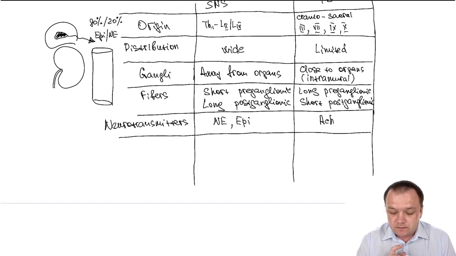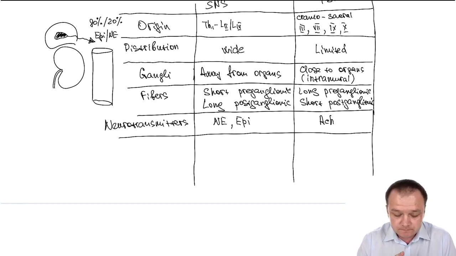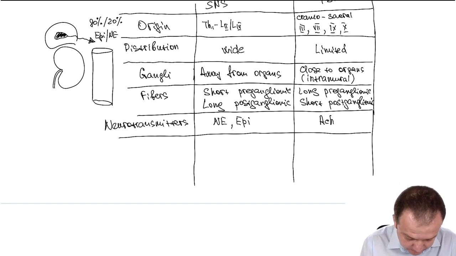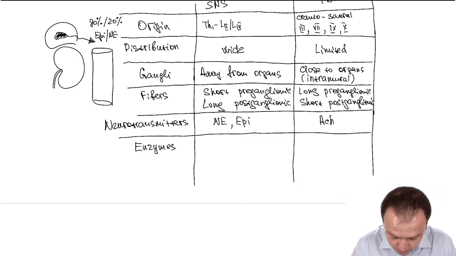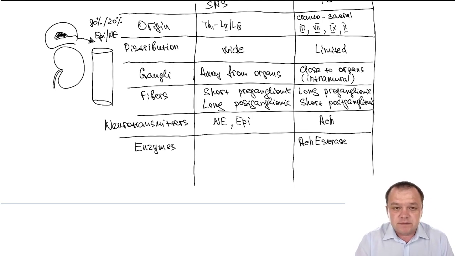Now we should say a few words about enzymes that are responsible for degradation of these neurotransmitters. Most likely you know that for acetylcholine we have acetylcholinesterase. This acetylcholinesterase is predominantly present in the synaptic cleft and postsynaptic membrane, and it is responsible for breakdown of acetylcholine molecules into two small parts, the acetyl part and choline part. And the choline part undergoes reuptake.